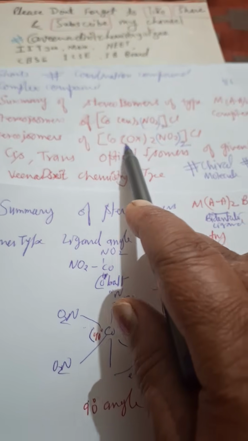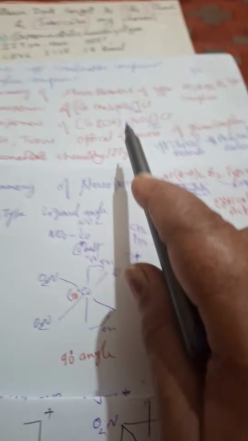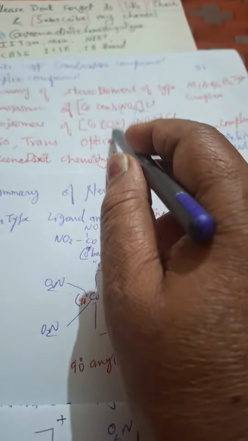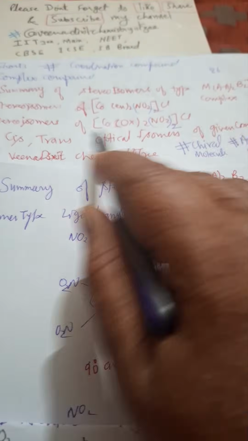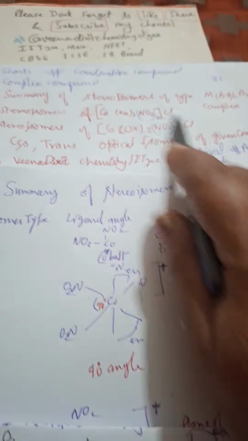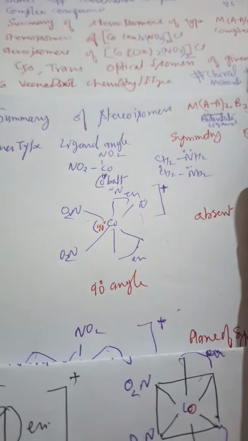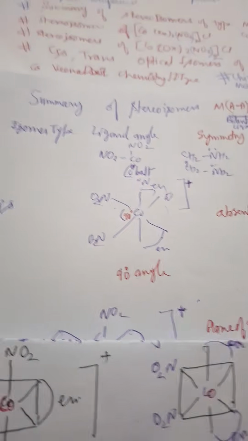Here, cobalt and oxalate ion will be there, and there will be two donor atoms also with two negative charge, and NO2 and Cl. I deliberately took the same type of structures. So cis, trans, optical isomers, chiral molecule, everything we discuss.